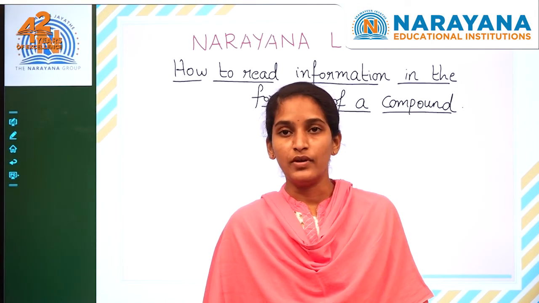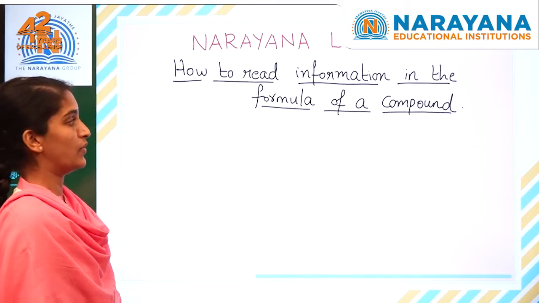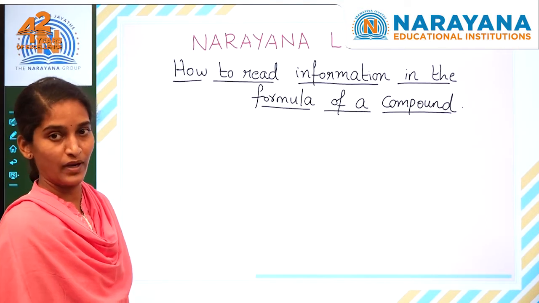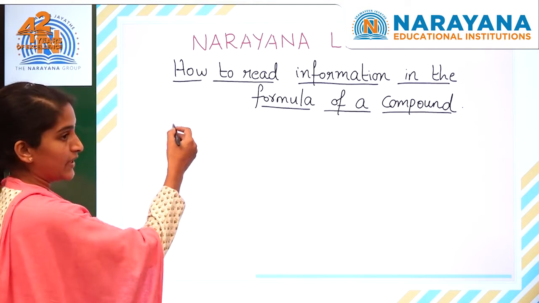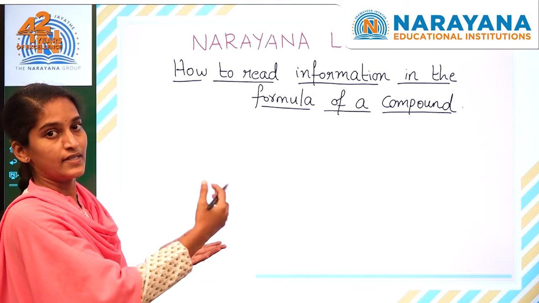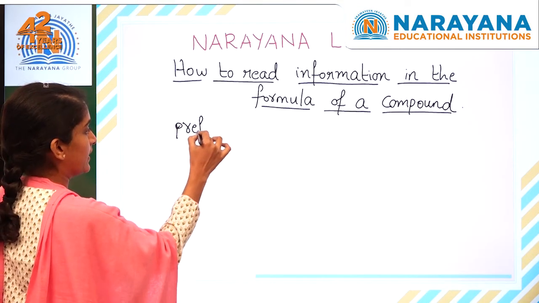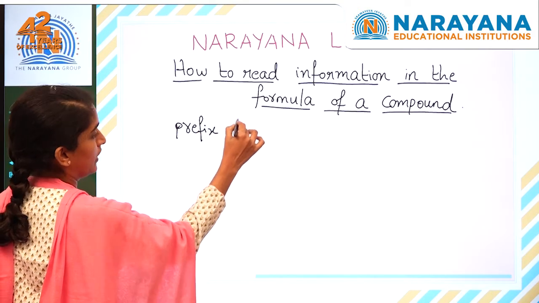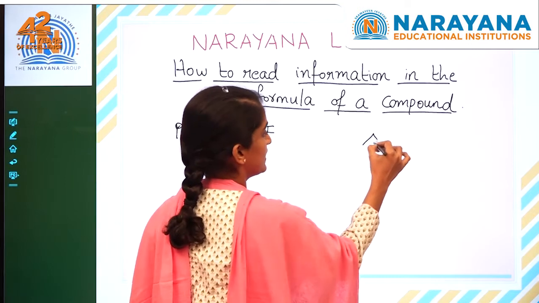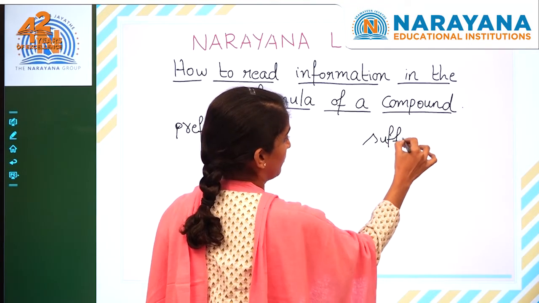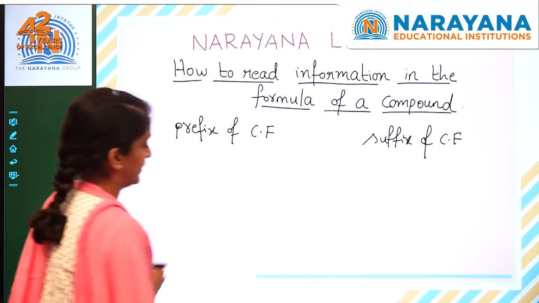So every compound is represented by a chemical formula. You know already what is meant by chemical formula. So a chemical formula can have a prefix or a suffix. So what is meant by the prefix of a chemical formula and the suffix of a chemical formula?